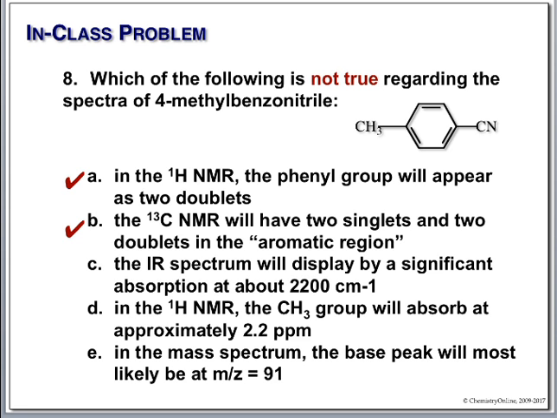The IR spectrum will display a significant absorbance at about 2200. Well, what in the world's at 2200? Well, that's our carbon-nitrogen triple bond stretch. Quite often, alkyne stretches don't show up very well because of symmetry, but carbon-nitrogen, well, that's pretty asymmetric, and that shows up very nicely. We get a beautiful carbon-nitrogen triple bond stretch, yep, about 2200.